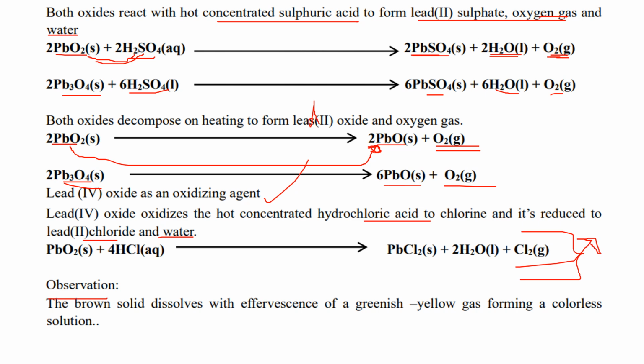Now looking at the observation, we shall be saying that this brown solid dissolves with the effervescence of a greenish yellow gas. Remember that the greenish yellow gas is due to chlorine being evolved, and also forming a colorless solution. Now the colorless solution is because lead chloride is colorless in nature. Now, lead chloride is supposed to be solid, but in hot concentrated acid, lead chloride turns into aqueous. Lead chloride is only solid when it is at room temperature. But if at all we are using conditions like hot or heating it with an acid, it dissolves on warming.